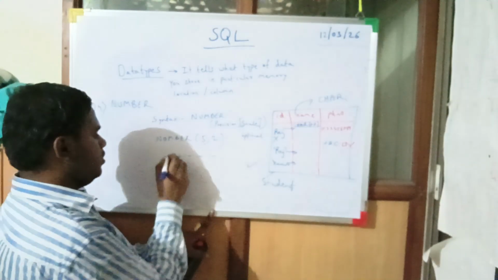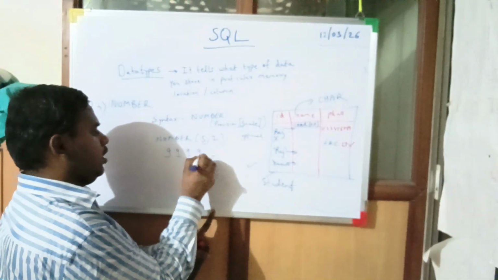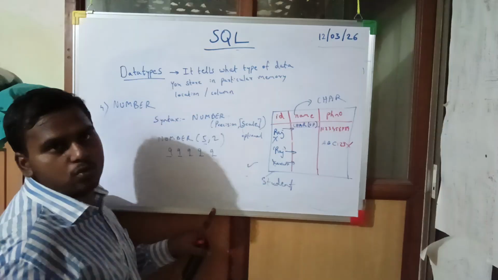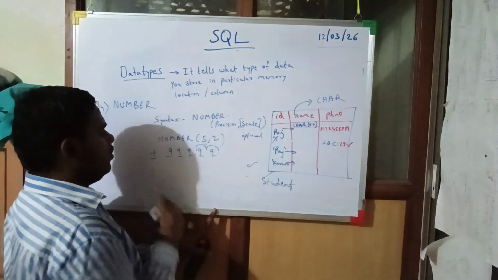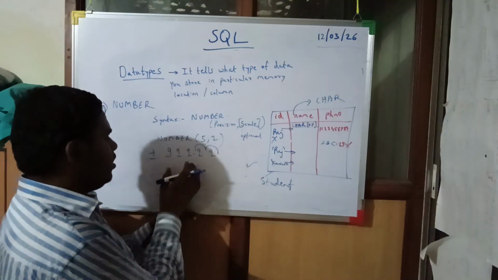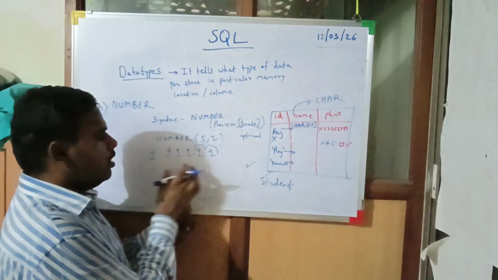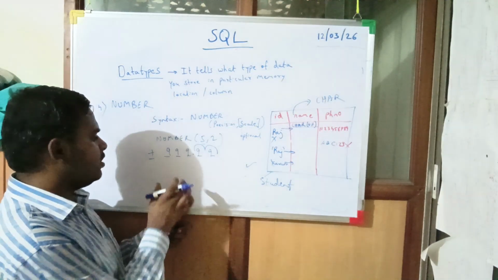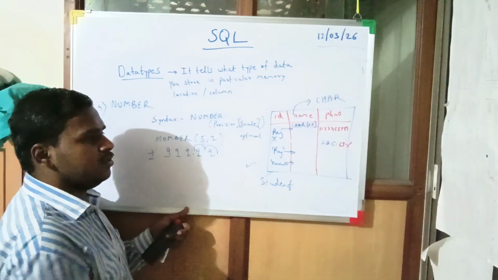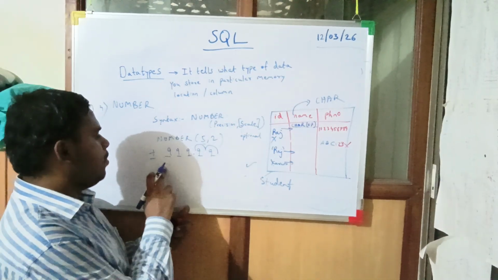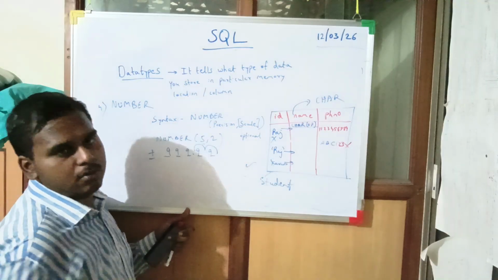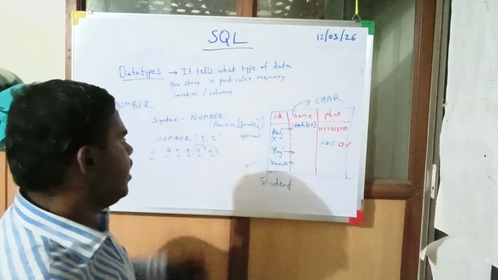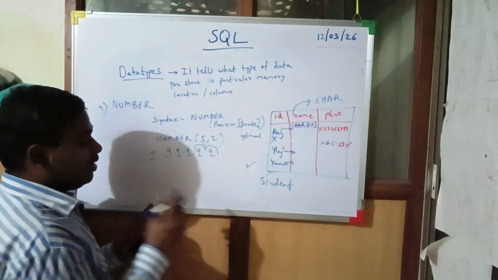The highest 5-digit number is 99999. Scale is what? 2. Decimal is 2, so start from the right. So the maximum value it will accept is 999.99, and the lowest value is -999.99. So it can accept the numbers from -999.99 to +999.99. Okay, that's about if precision is greater than the scale.